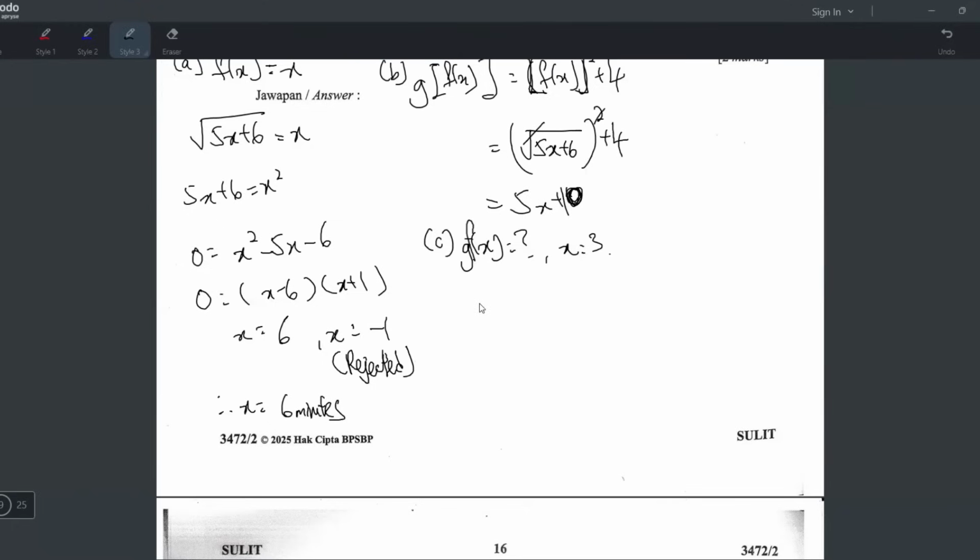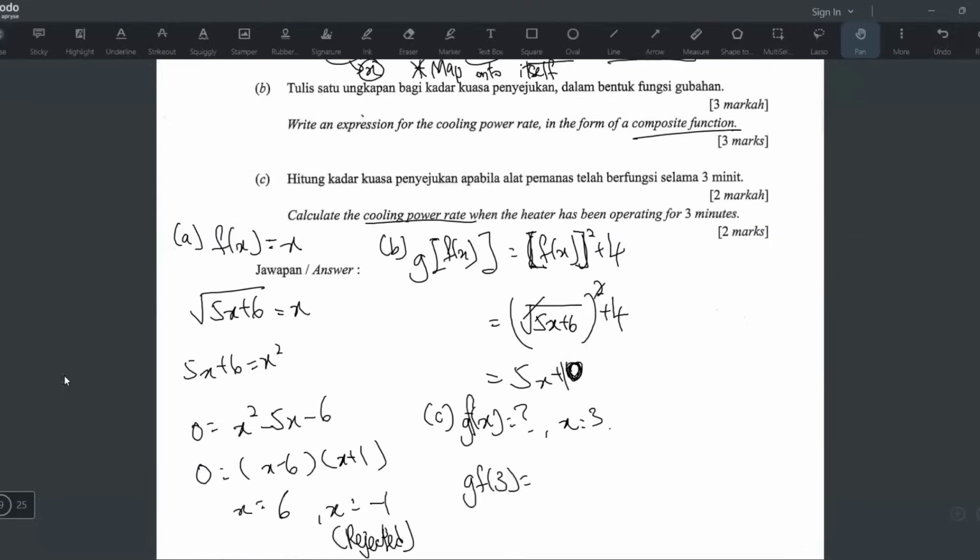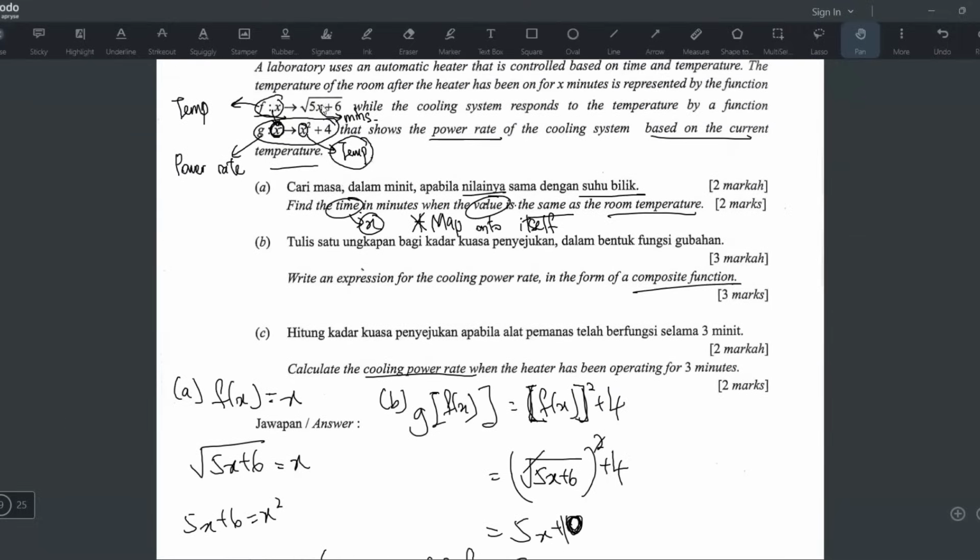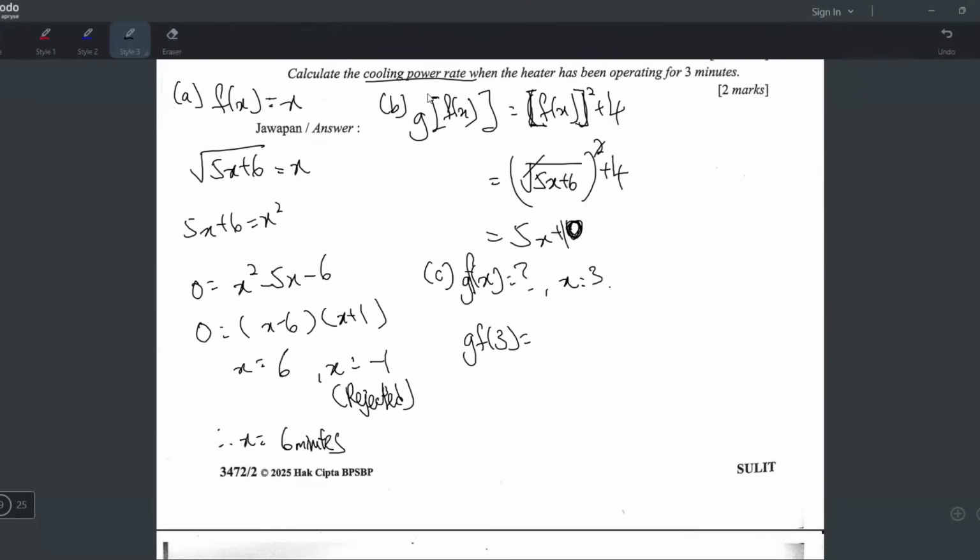Okay, we already know g(f(x)) is 5x plus 10, right? So you just find g(f(3)). Because when you do g(f(x)), then the x can be substituted with the time in minutes already. So just find g(f(3)) and then you become 5 times x plus 10, which is 5 times 3, 15, plus 10 will be 25.